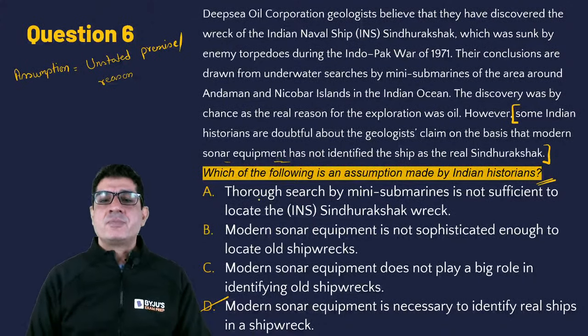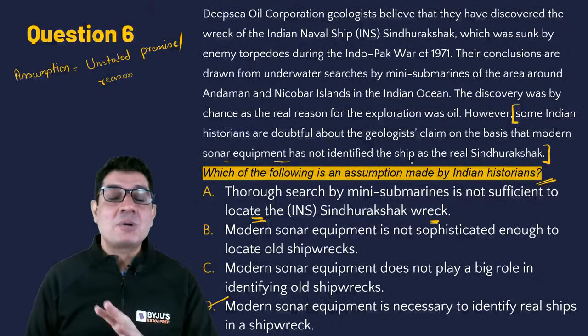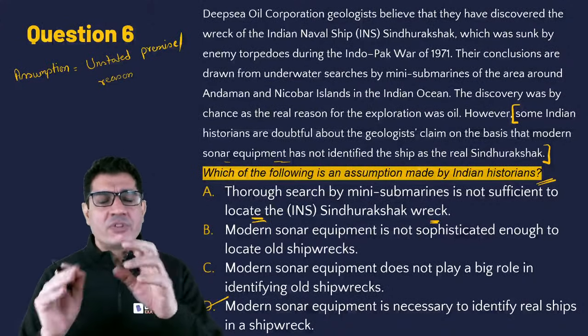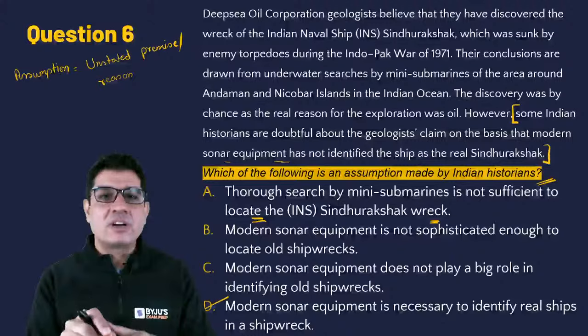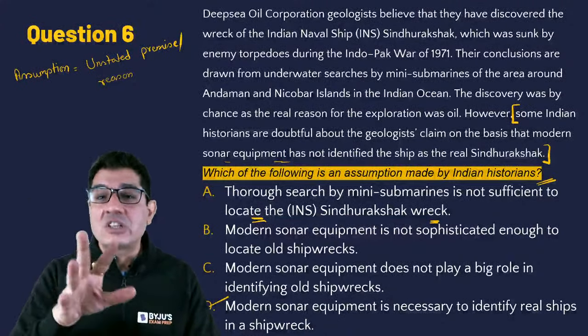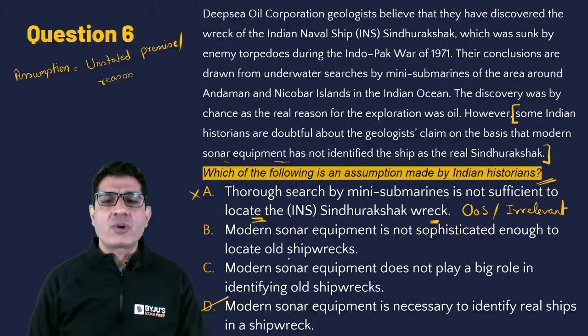So A, thorough search by mini submarines is not sufficient to locate the wreck. It is not about locating the wreck. Look at the argument made by the historians. They are not saying whether the wreck has been located or not. They are saying that this is a wreck, but this wreck does not belong to Sindhu Rakshak. Right? So A is outside of the scope of the argument made by the historians. So irrelevant.